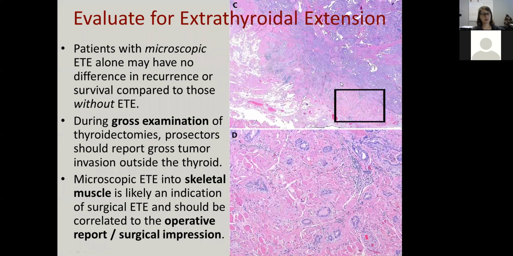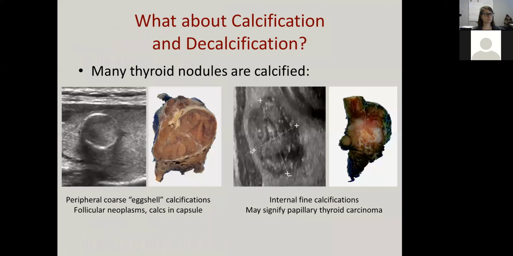So here's a microscopic example of what extrathyroidal extension might look like. You see a very kind of ragged border at the edge, and upon closer inspection, we see small follicles of tumor invading into this background skeletal muscle, the skeletal muscle being these pink bands, all right? So we always want to correlate our microscopic impression of extrathyroidal invasion to the operative report or the surgical impression to know if it correlates with gross ETE.